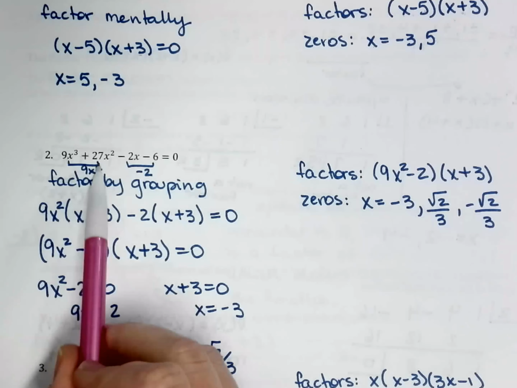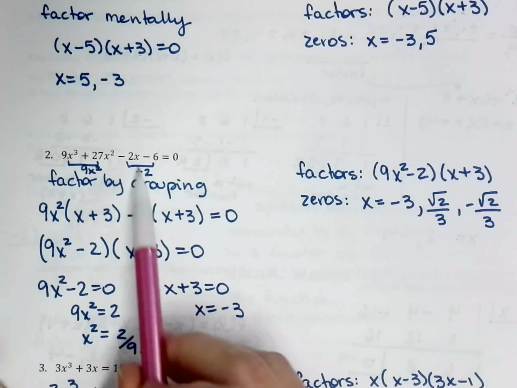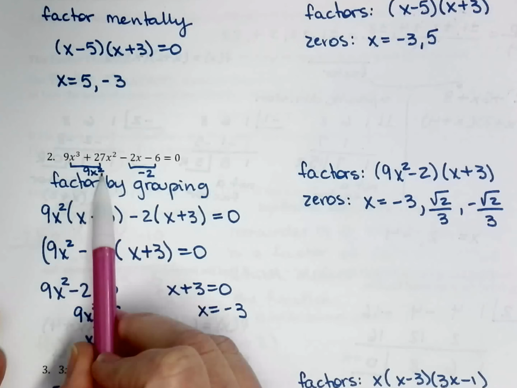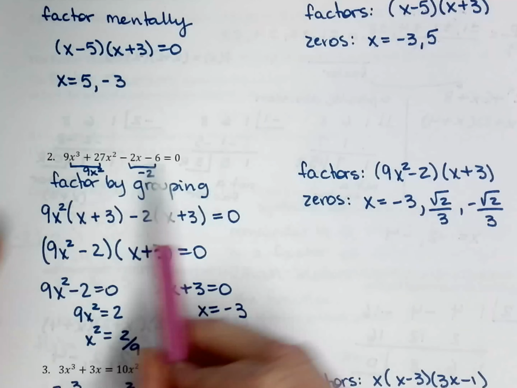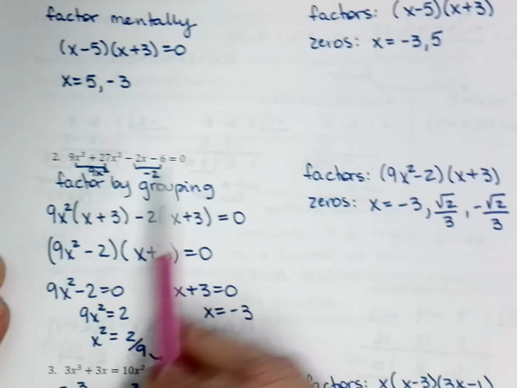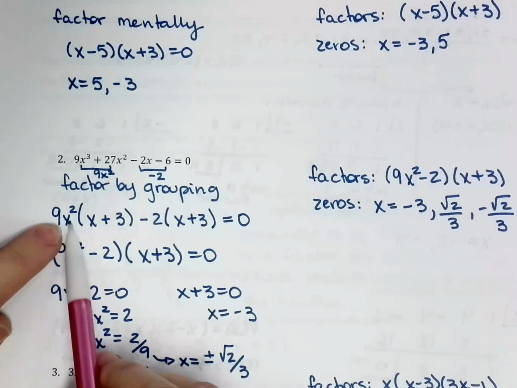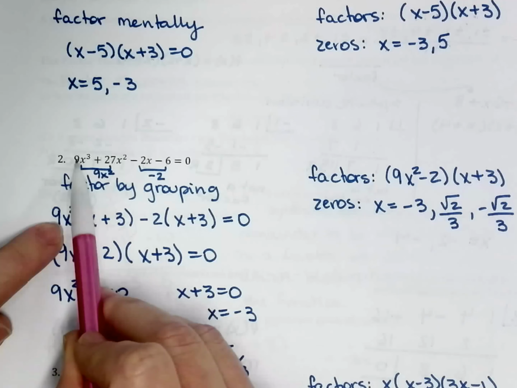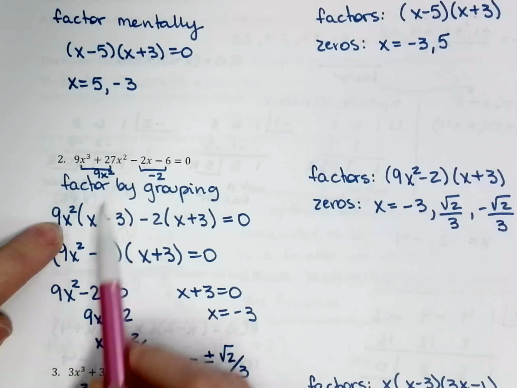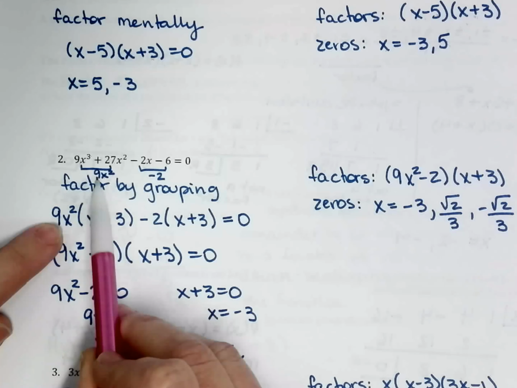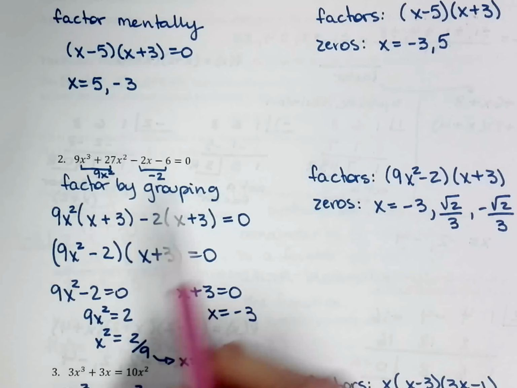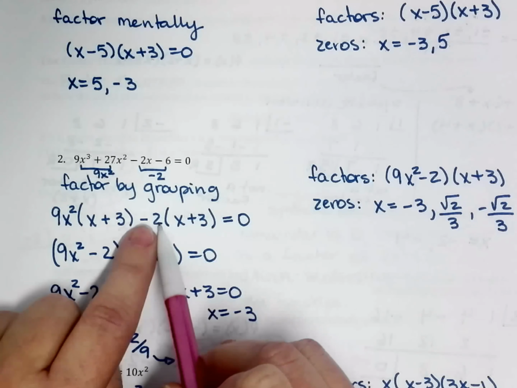So factor by grouping, I'm going to group these first two together and then the second two. Find the GCF between those two. I have 9x squared between these two terms. And then I find the GCF between these two, which is -2. Okay, GCF goes right there in the front. Now you're going to divide 9x cubed divided by 9x squared. I get x. 27x squared divided by 9x squared, I get 3. Okay, the next GCF goes right there.